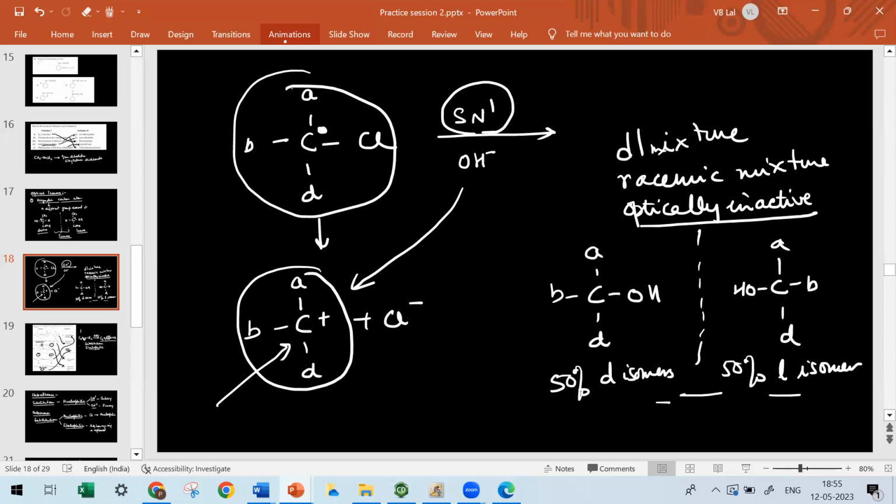So all those compounds which can undergo SN1 reaction will get racemized after the reaction. They will undergo racemization. So you only have to see which compounds will undergo SN1 reaction. Which will undergo SN1 reaction? Generally those which are tertiary alkyl halides, which can form a stable carbocation.